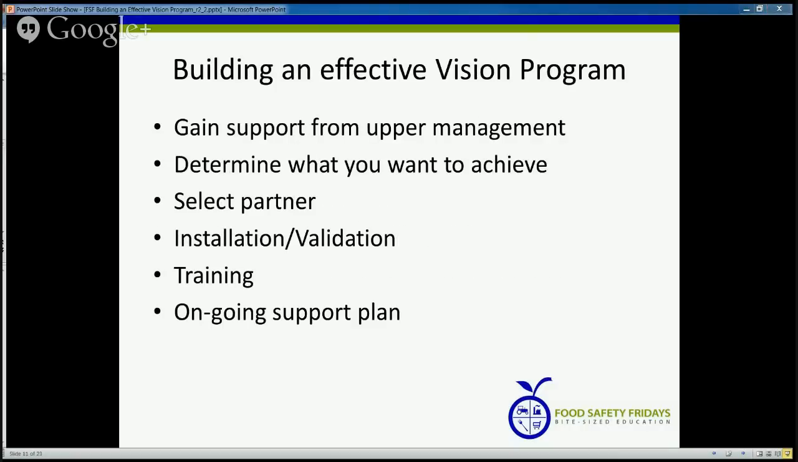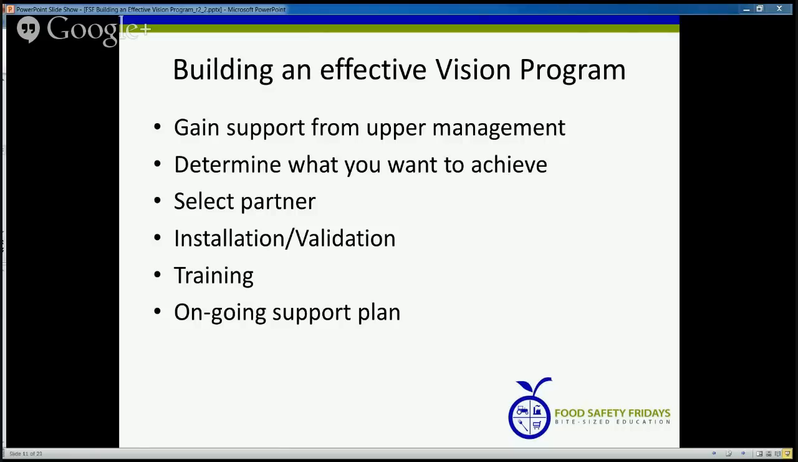So, how to build an effective vision program. This is kind of the high-level overview. First and foremost, you want to gain support of upper management. Without upper management support, the project likely will not go very far, or if it does, it won't be as effective as it could be. Two, determine what you want to achieve. If you don't know where you're going, you're going to have a hard time getting there. Three, select your partner. Partnering up with an organization that really knows machine vision in order to avoid the pitfalls of an implementation is ideal.